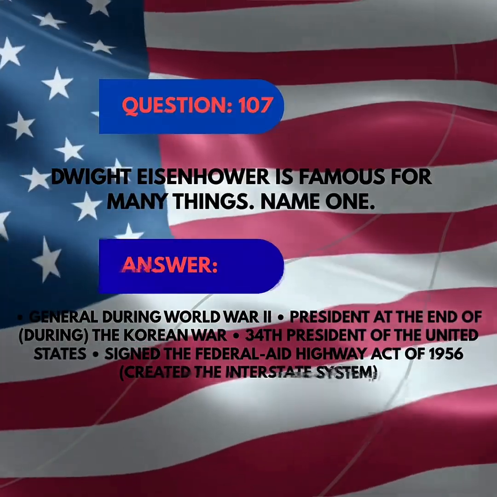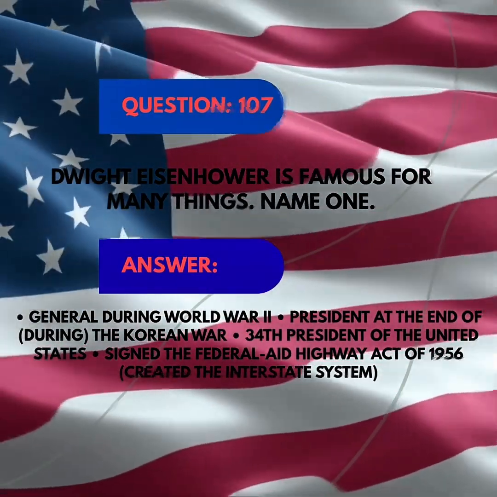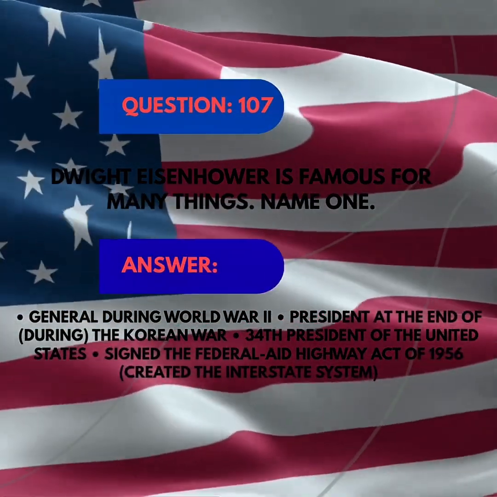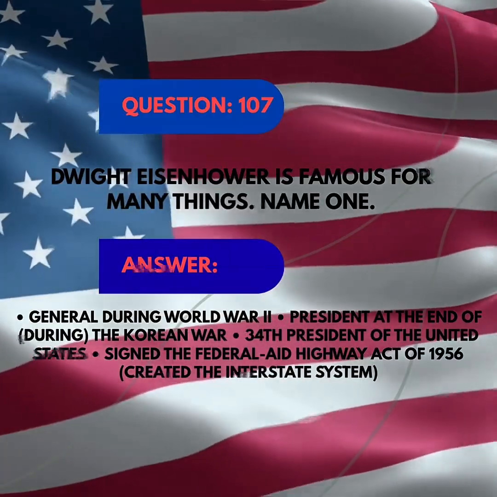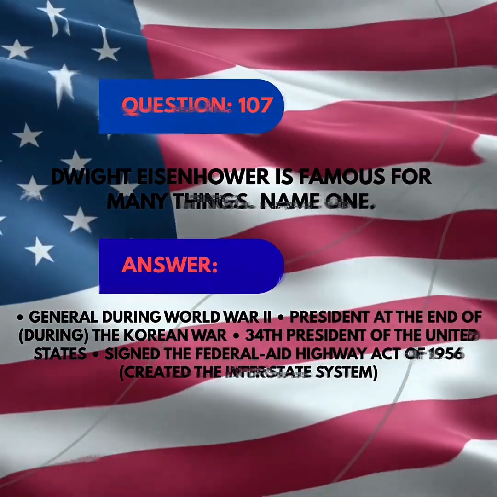Question 107. Dwight Eisenhower is famous for many things. Name one. Answer: He was a general during World War II, the 34th President of the United States, and signed the Federal Aid Highway Act of 1956, which created the interstate system.